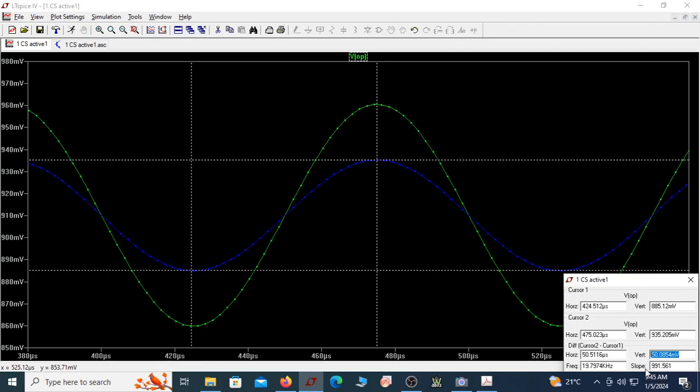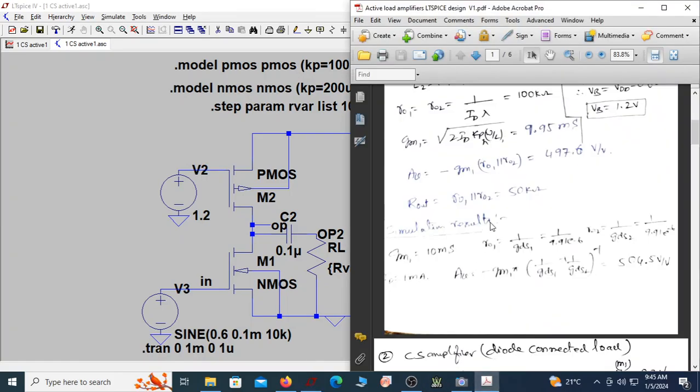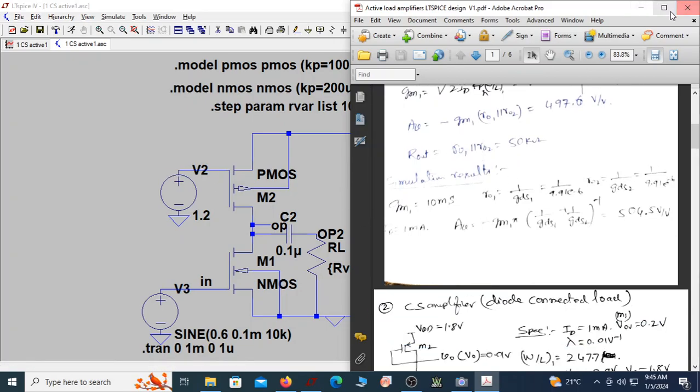So what this actually means is, when this RL becomes equal to R out, the output voltage that I'll get here or here will be half of the previous case when the RL is a very large value. So this says that the output resistance of this configuration, this CS amplifier with this active load, is equal to 50K, which is true from our calculation also. Okay, let us move on to the next circuit.